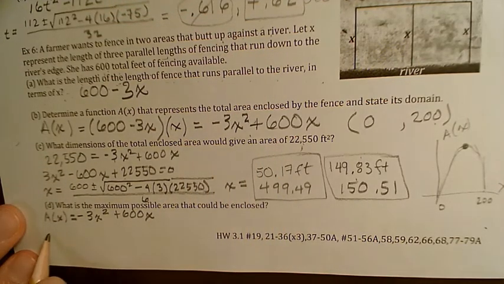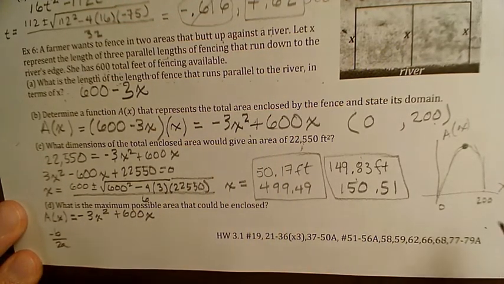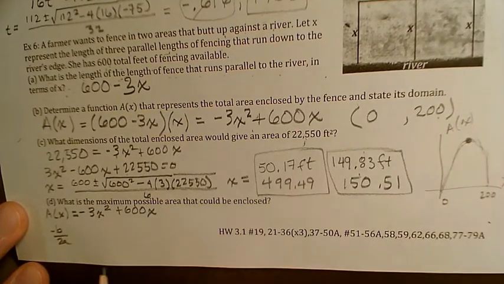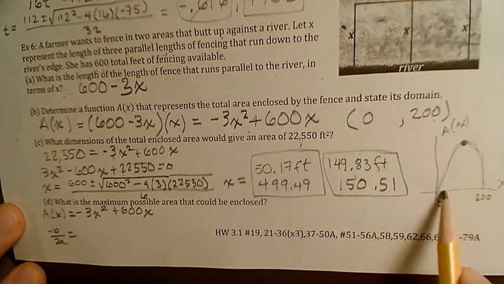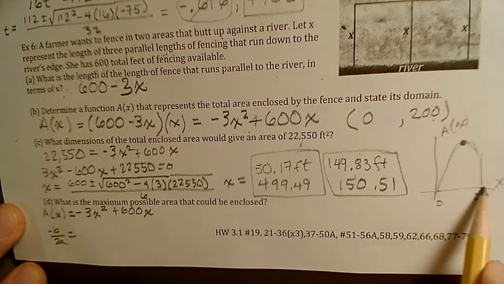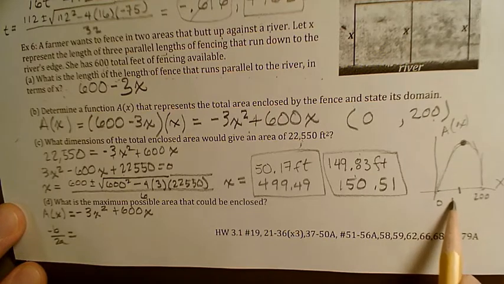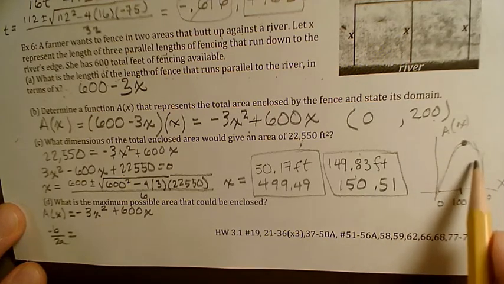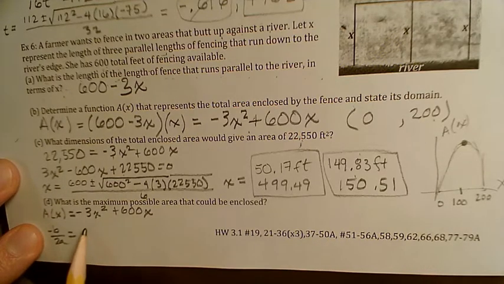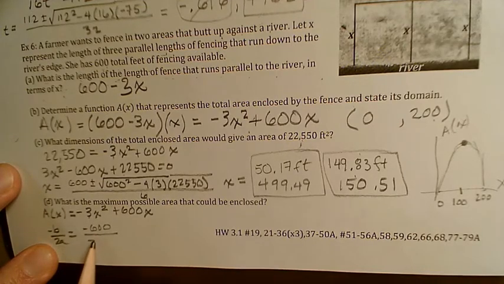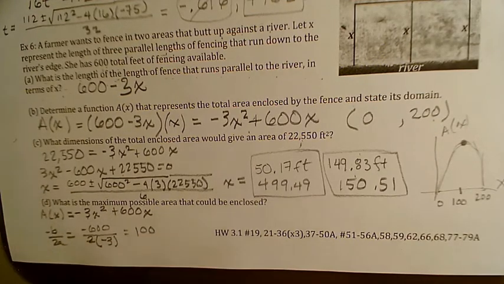If we do the negative b over 2a to get the x-coordinate of that vertex, well, it shouldn't be surprising since we drew this picture. We know it starts at 0, it ends at 0 over here, so we know this is 100 in the middle, right? Because parabolas are always symmetrical. But just to confirm that, we get negative 600 over negative 2 times negative 3, and so sure enough we get 100.